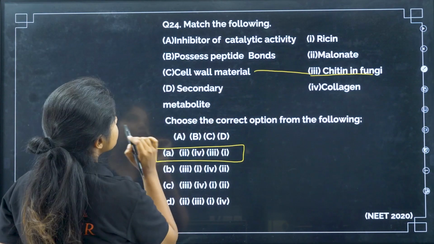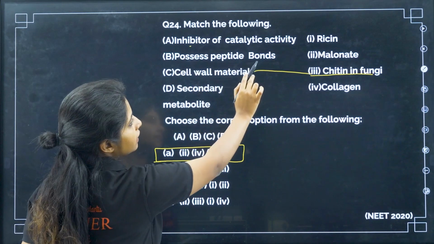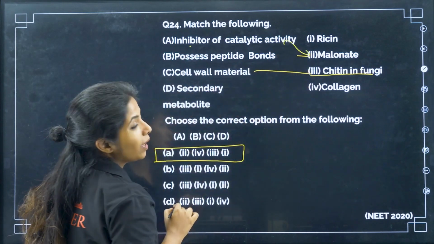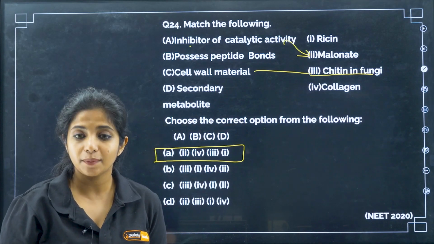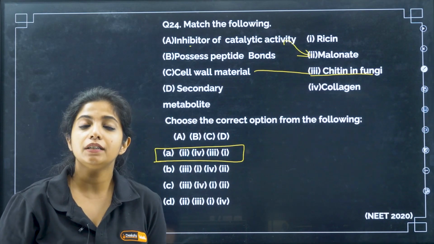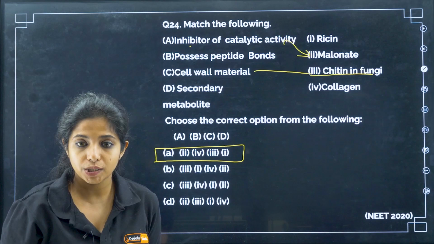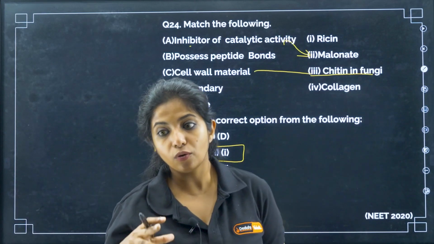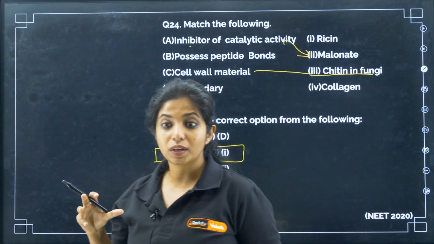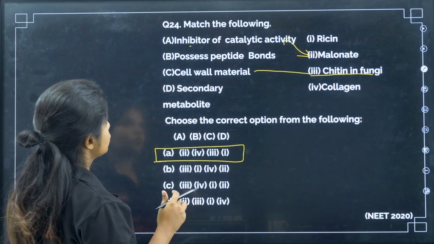Now, let's see. A goes with 2. A is what? Inhibitor of catalytic activity. That is malonate. Yes, malonate actually is a competitive inhibitor. It is an inhibitor of succinate dehydrogenase, an enzyme that converts succinate into fumarate. Over here malonate is going to be acting like an inhibitor. So that is also correct.